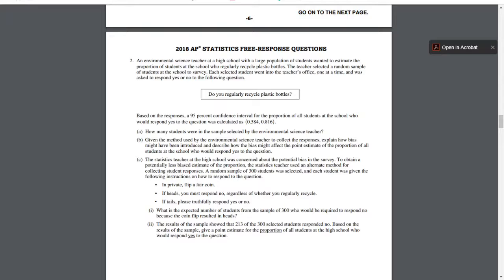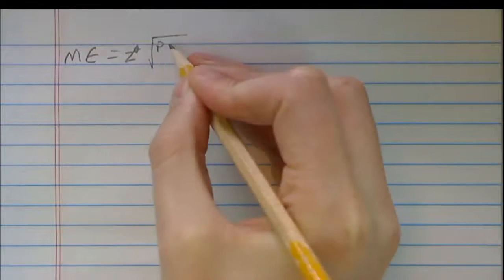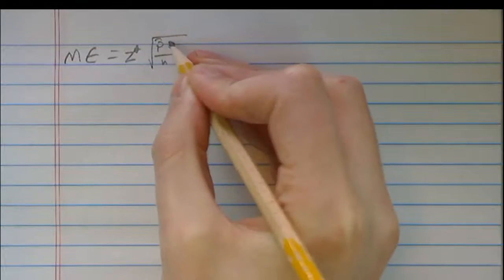Alright. So we're dealing with a one proportion confidence interval here. The equation that's relevant to us is this one. The margin of error is the critical value times the square root of p hat q hat over n. We know it's a 95% confidence interval, so we know that our critical value is 1.96.